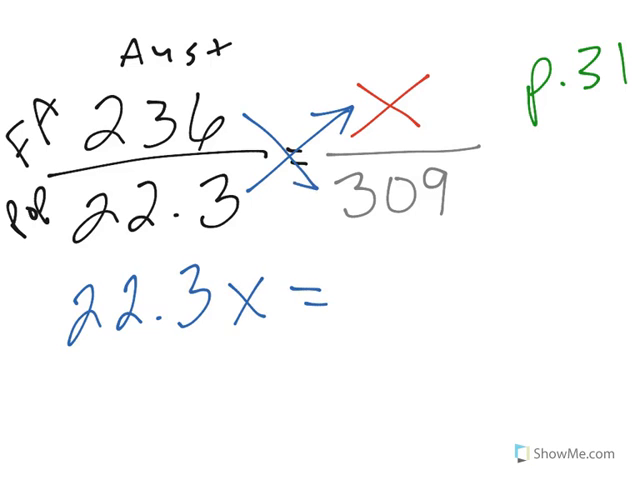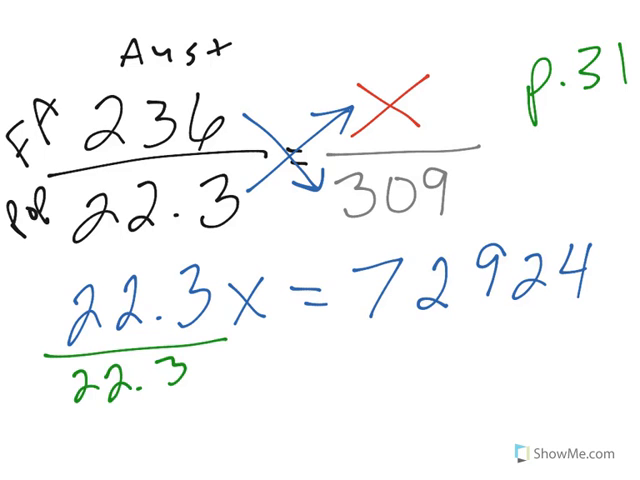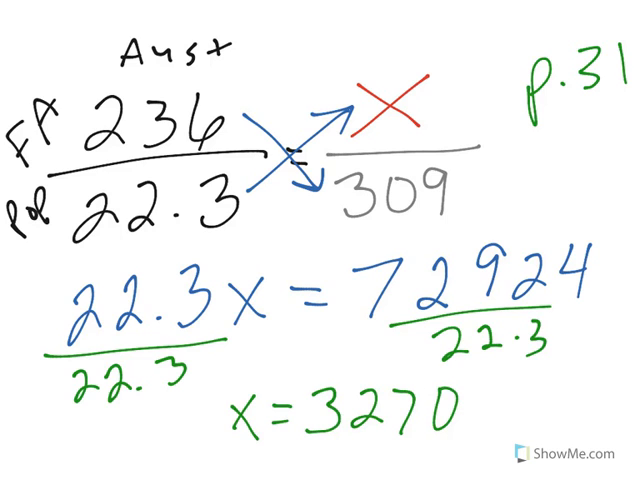22.3x equals 236 times 309, which is 72,924. I divide both sides by 22.3, and I get the answer of 3,270.1. But if we did it this way, the U.S. would have 3,270 firearm deaths instead of the 32,000 and change that the U.S. actually does have. So you can see how you can say, if we were like Australia, what we would actually have. Okay, so that's setting up and solving proportions.